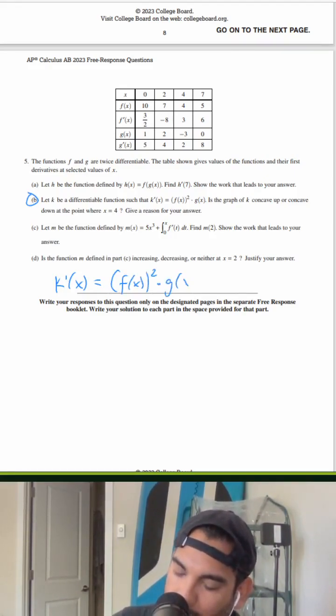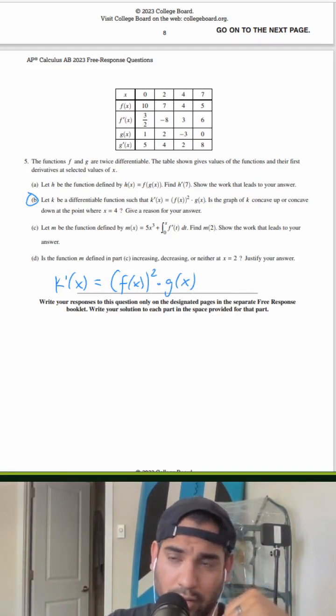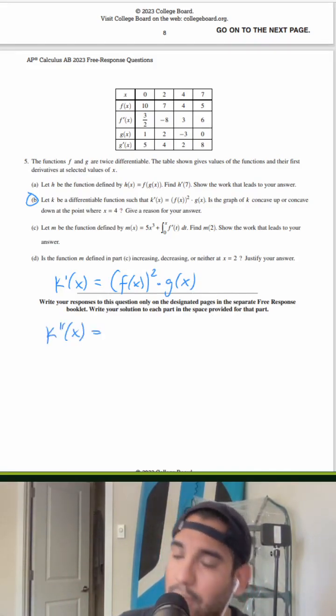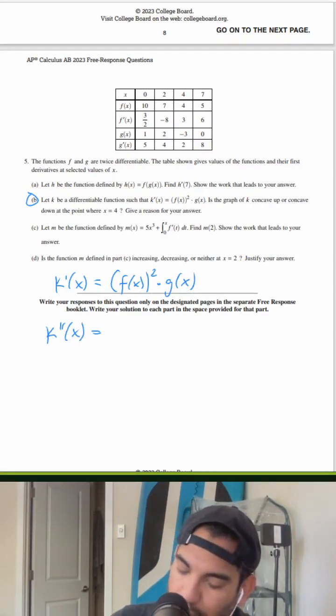And now they want to know: is it concave up or concave down? Well, we just need to find the second derivative, aka the derivative of the function that we are given. So we're going to use product rule. The first thing is we're going to take the derivative of the first function, and for that you have to use chain rule.